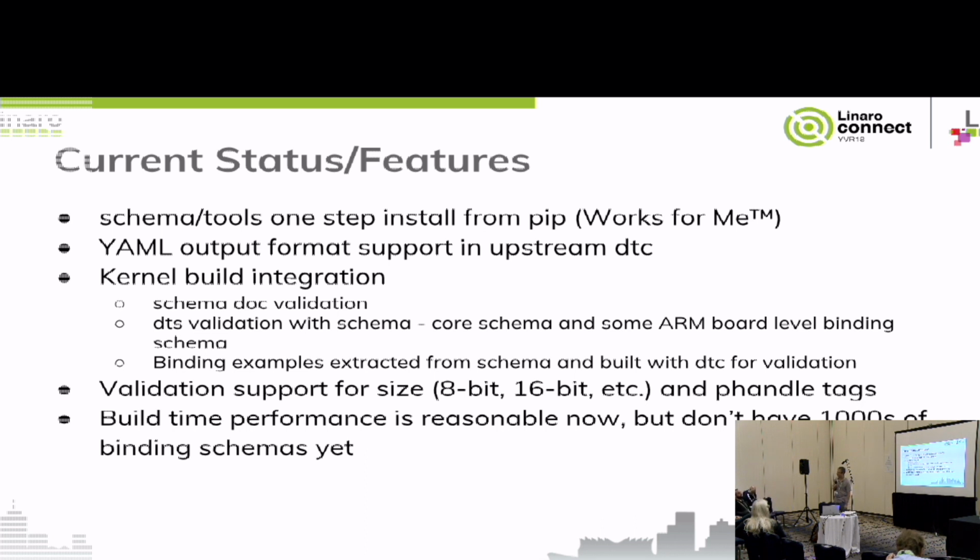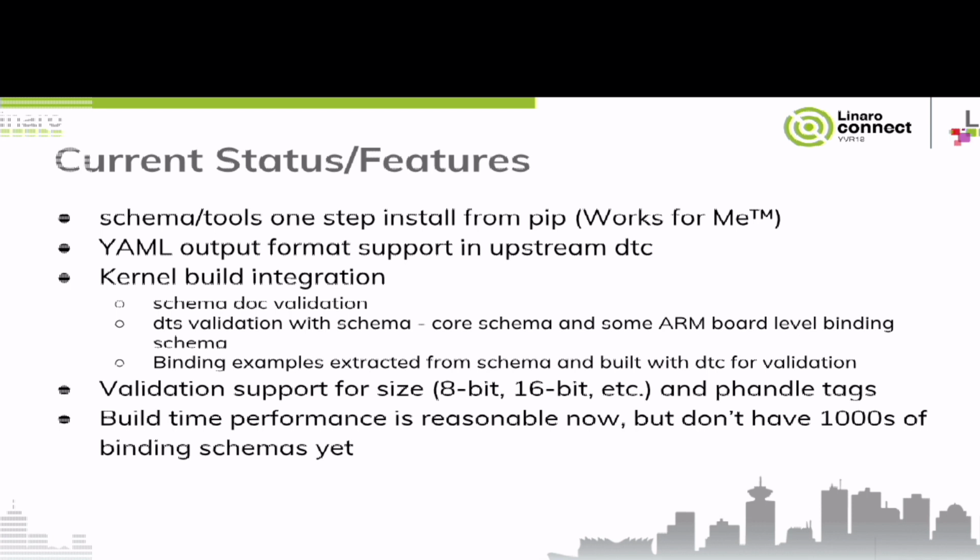So this is status, what's happened in the last 6 months. We had some initial concepts working 6 months ago, and I've been working on improving that, expanding it, and getting it integrated into existing build systems. So now you can pip install the module straight from GitHub. That installs all your dependencies. As of last week, DTC now supports YAML output, with the caveat that it's used for validation. The format could change, so don't expect it to be stable.